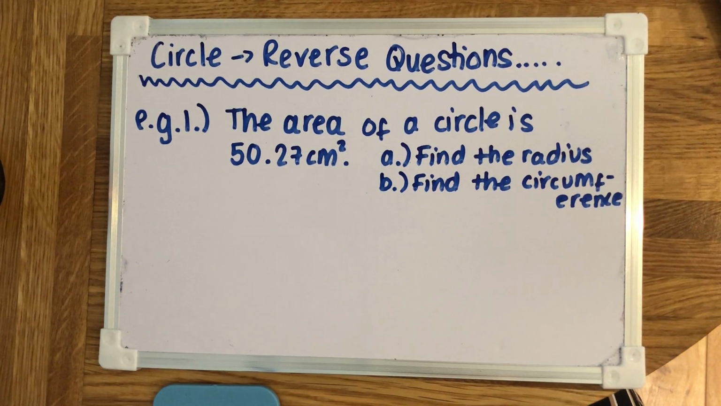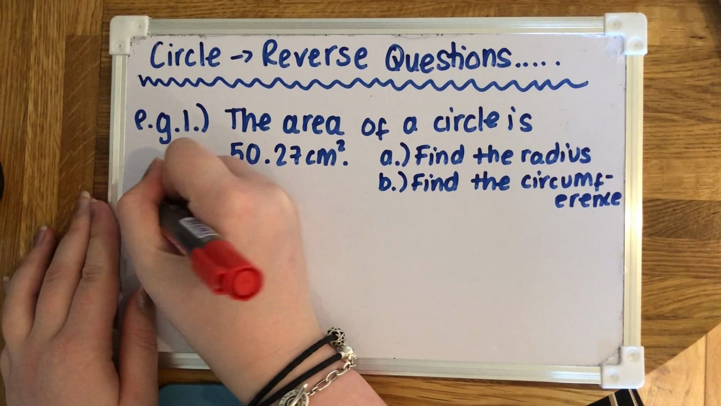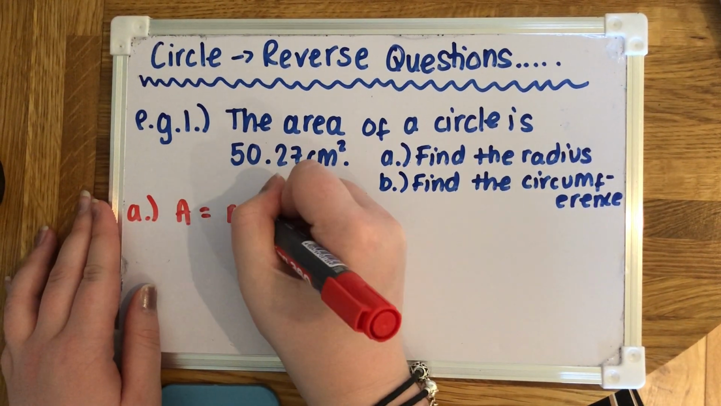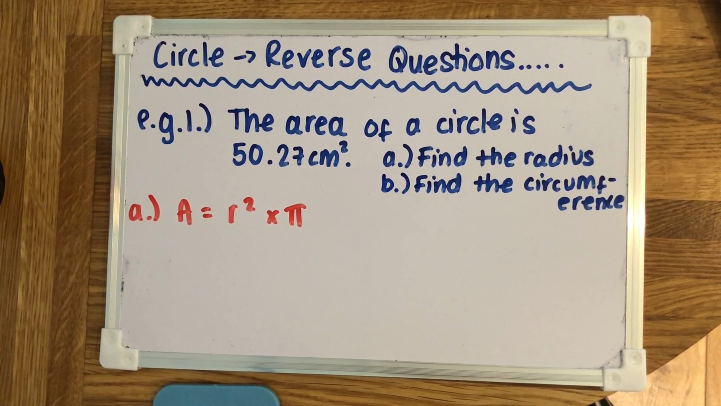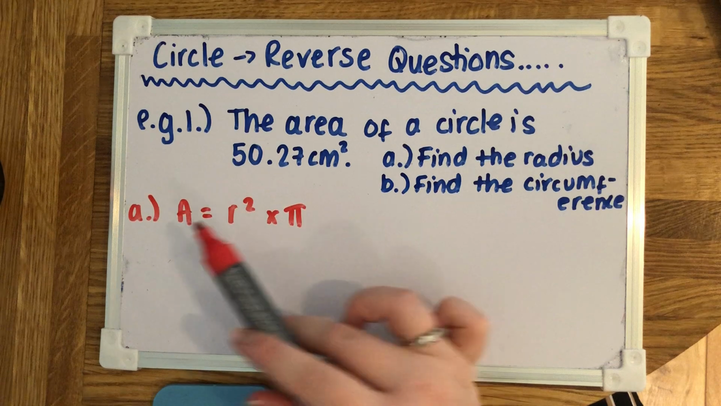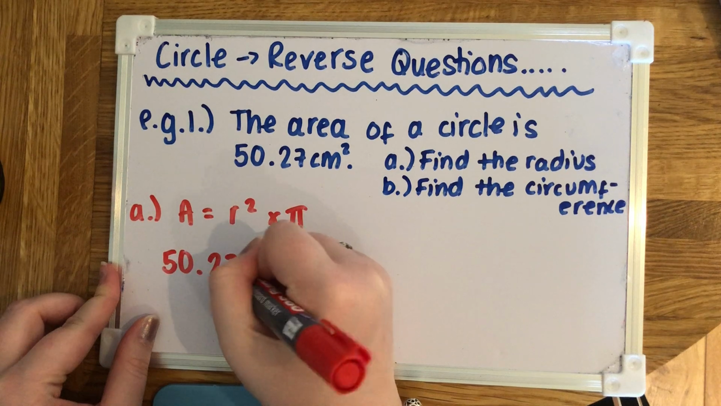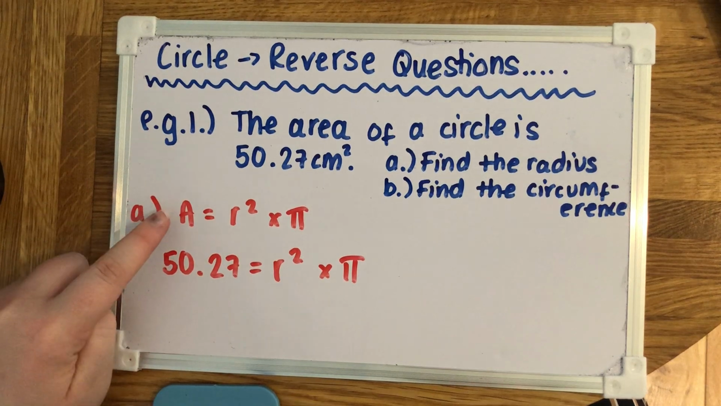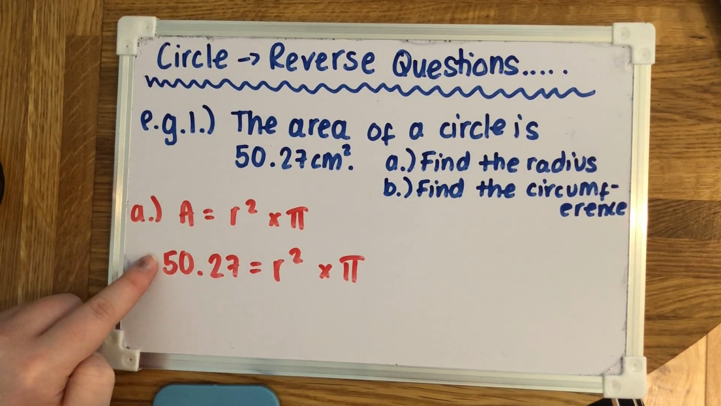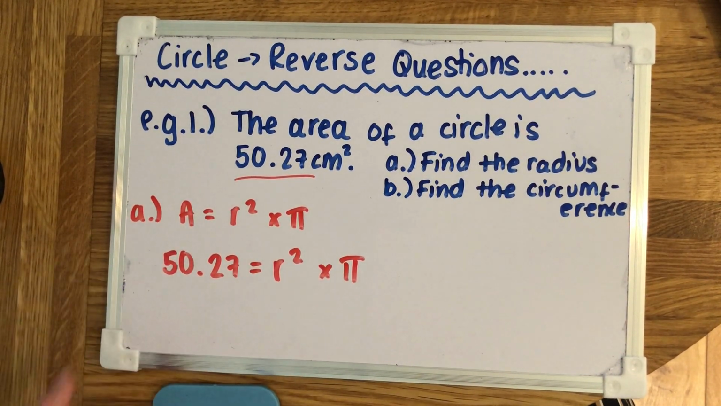Now the first thing I would always do is write down the formula to work out the area. So to work out the area of a circle, we do the radius squared and then we times it by pi. Now we don't know what the radius is, but we do know what pi is and we do know what the area is. So I'm going to write it as a little bit like an equation. All I've done is replace the A, which is the area, with the actual area number, which we're told in the question.